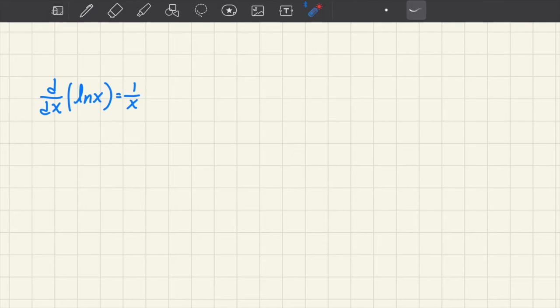In that last section, we came across that the derivative of natural log is 1 over x. It's a nice statement, and we're going to use this along with properties of logarithms to differentiate somewhat complex statements.